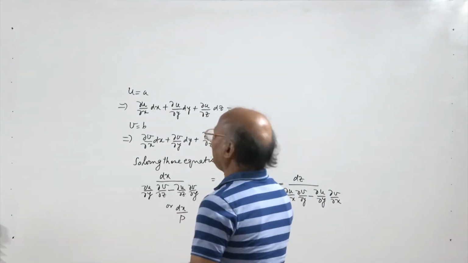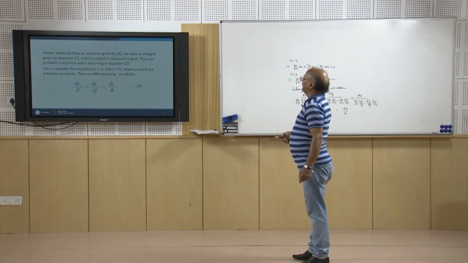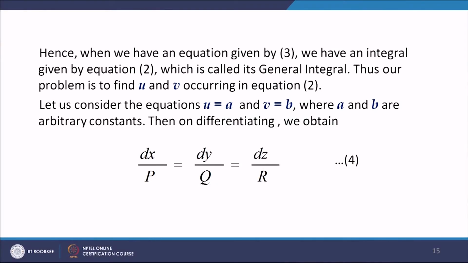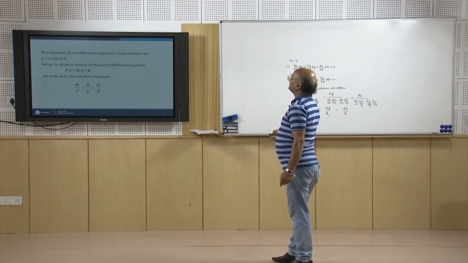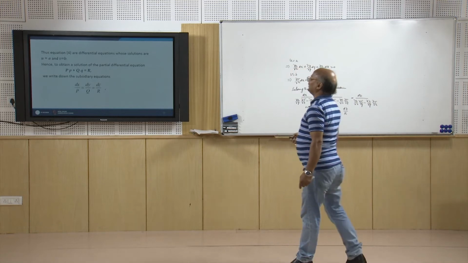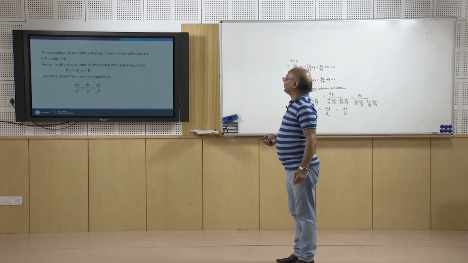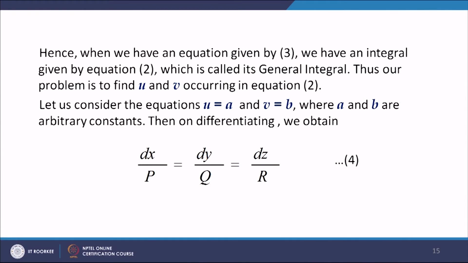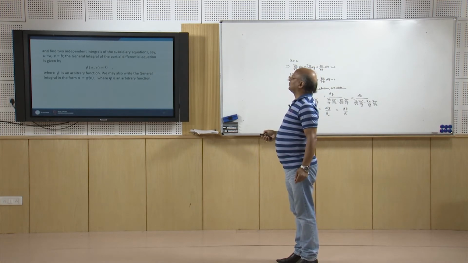So then on differentiating the equations u equal to a and v equal to b, we arrive at the subsidiary equations dx by p equal to dy by q equal to dz by r. In equations 4, there are two independent equations. So the equations 4 are differential equations whose solutions are u equal to a and v equal to b. Hence, to obtain a solution of the partial differential equation Pp plus Qq equal to R, we write down the subsidiary equations dx over p equal to dy over q equal to dz over r, and find two independent integrals of the subsidiary equations, say u equal to a, v equal to b.